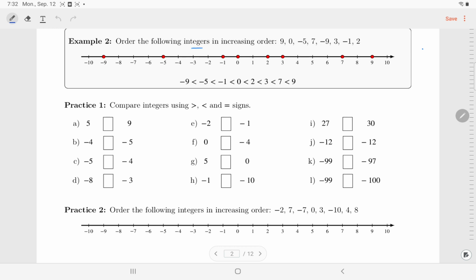To order integers in increasing order means to start with the smallest number, so the most negative number. In this case, it's -9, and list the numbers from smallest to the largest. We start with -9, then -5, -1, 0, 2, 3, 7, and 9.